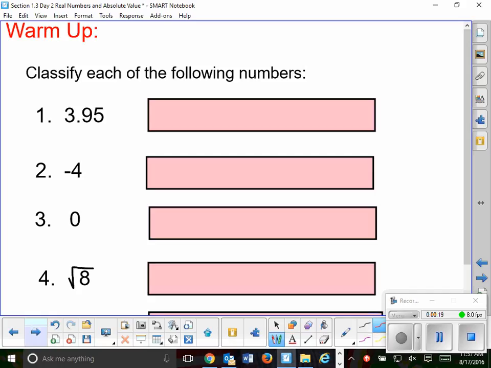Right now, before we start, I want you to review the first half of this section, this learning target, which is what we went over in class today. So pause your video, write down and classify each of these numbers, and then come back when you're ready. All right, so here's what you should have.